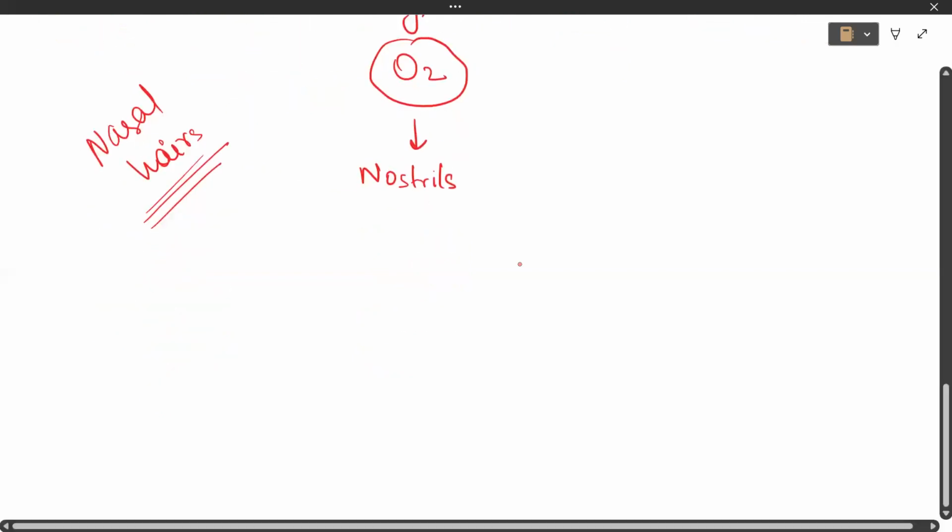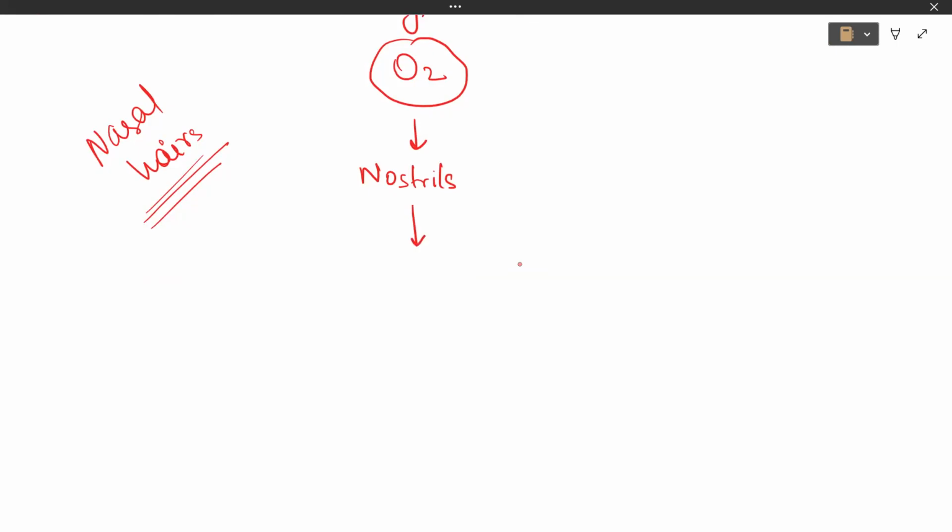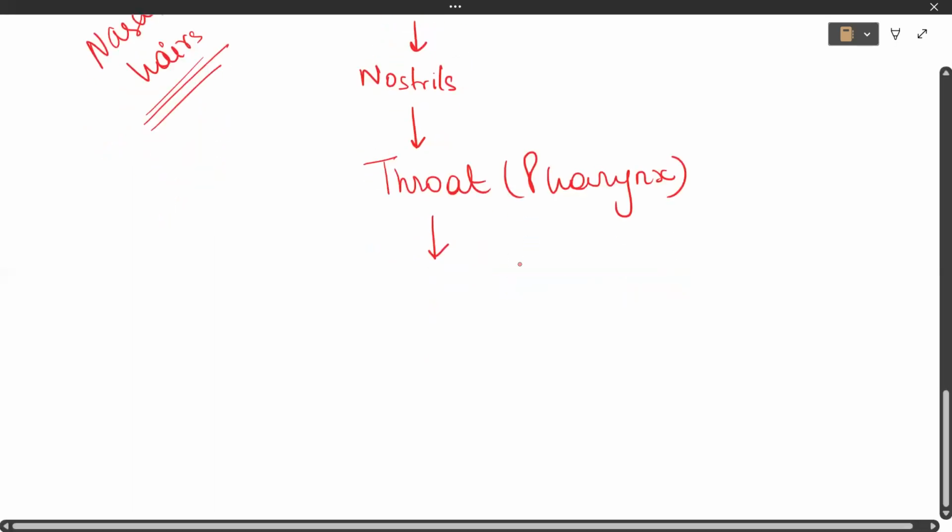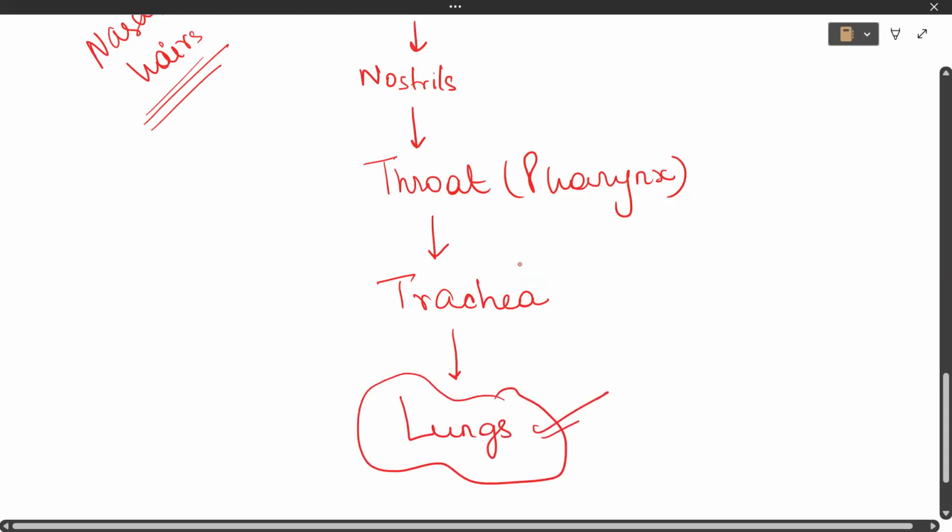Now from the nostrils, the air would finally go into the throat area, which you can also call the pharynx. Pharynx and larynx, both of them are there. So now the air would go into the pharynx. From here, it would finally go into the trachea, and from the trachea it would go into the lungs. So the final destination of the air or the oxygen is the lungs. Understood?